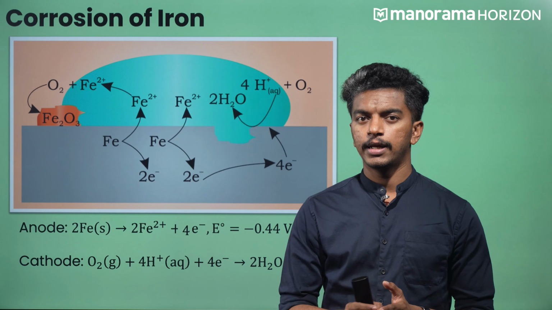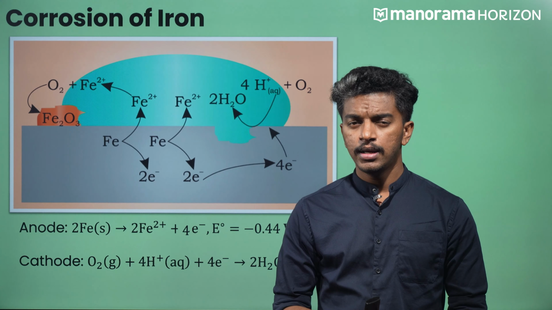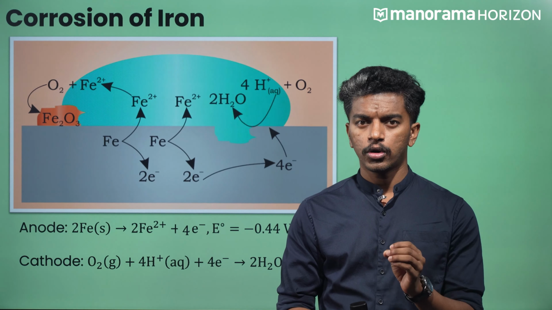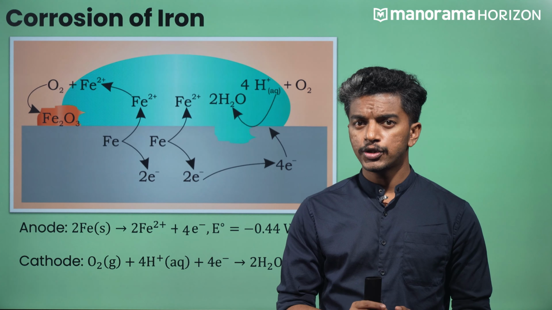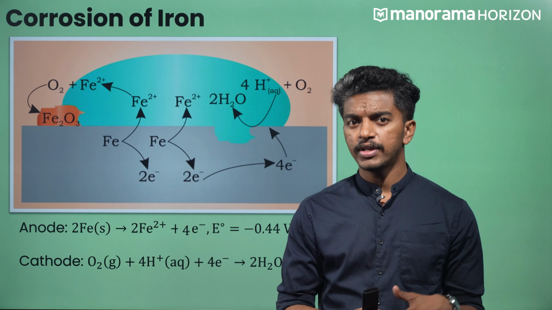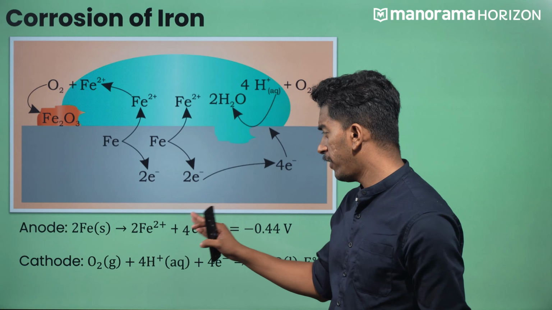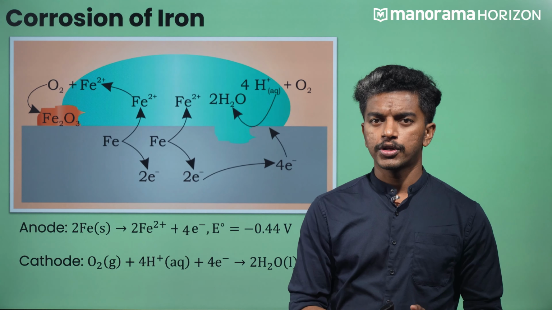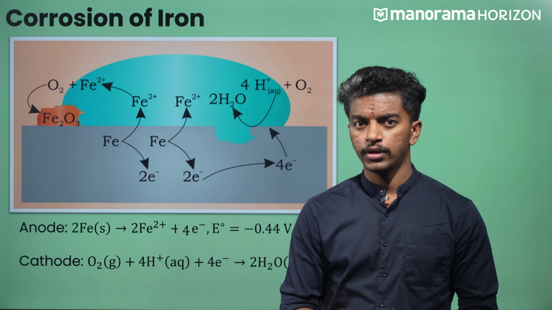Let us try to see the chemistry behind the corrosion of iron. Consider an object made of iron, and in this object, at a particular spot, oxidation of iron takes place, and so this behaves as anode. And we can write the reaction as 2Fe gives 2Fe2+, 4 electrons, with a cell potential of minus 0.44 volt.